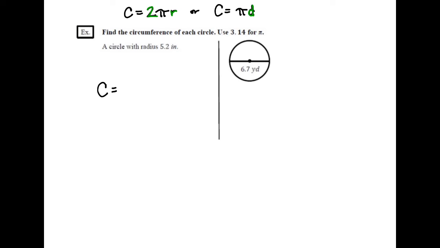Okay, so because it's radius, we're going to use 2 pi r. And we know that the radius is 5.2. So I'm going to substitute, and 2 comes down, and I'm going to times it by pi, which is 3.14. And it says right here, use 3.14 for pi. You're usually going to see that, like I said. And now the radius is 5.2.